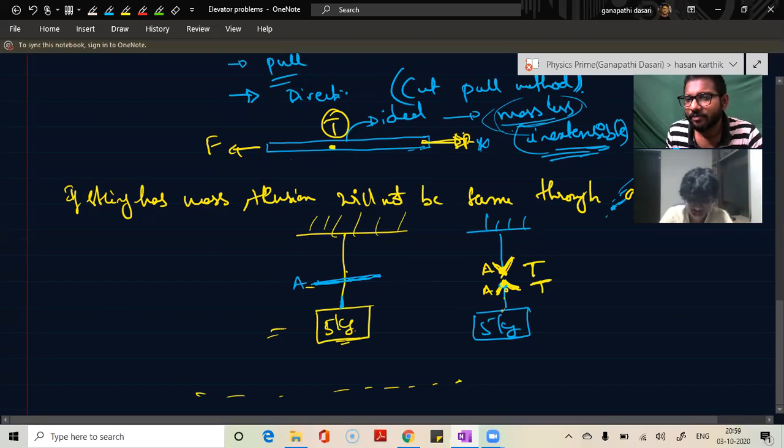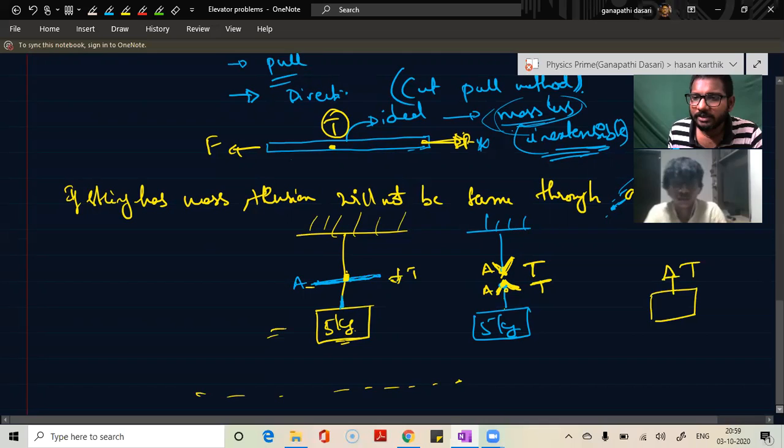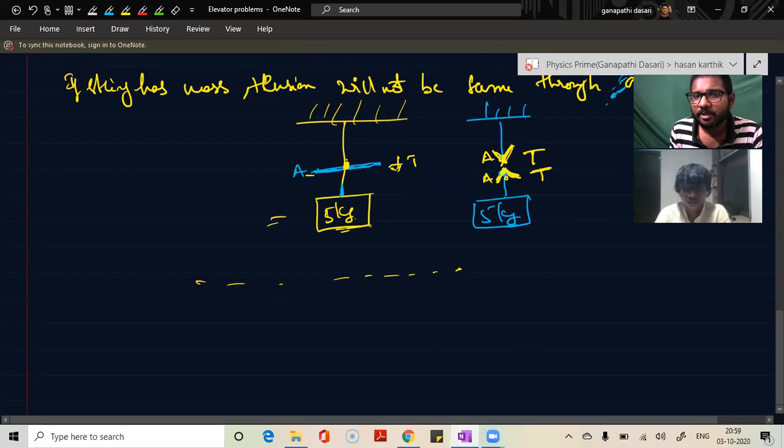If you want to write the force on this block, that will be upwards tension. If you want to write the force on this same point in the string, it will be downwards. You got it? Wherever you want to find it, you can find it like this. So now, I have just introduced tension. Now you tell me what is the force on this block. Now I'll try to write it.